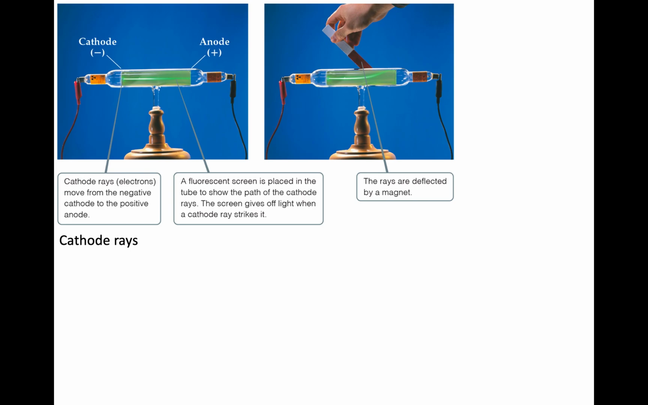Let's look more closely at these experiments. So here's a description of a cathode ray experiment. The beam is going, in this picture, from left to right. There's a fluorescent screen that is like the detector so we can observe that beam. One thing that they found could happen is that you could deflect it in a magnetic field.